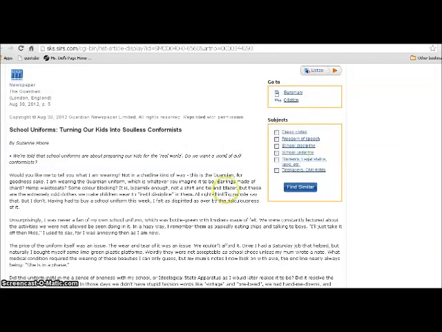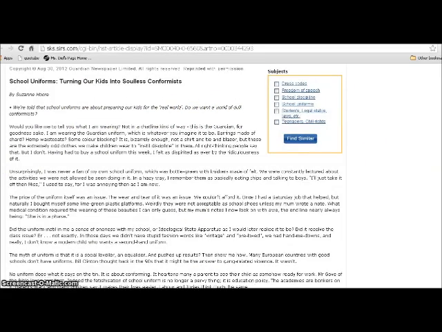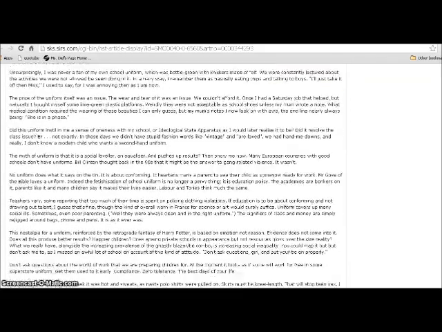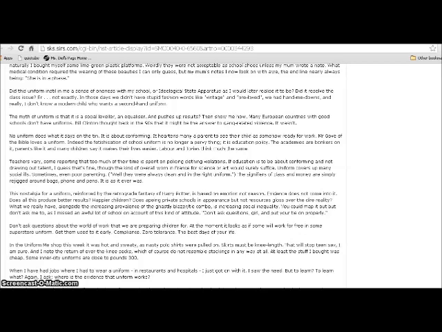This one is from a newspaper, and the title is School Uniforms, Turning Our Kids into Soulless Conformists. So you can tell just from the strong language of the title that this author thinks that school uniforms cause people to be conformists who have no individual identity. Asking, do we want a world of dull conformists? As I look through the article, I don't see anything that talks about the other side of this issue.